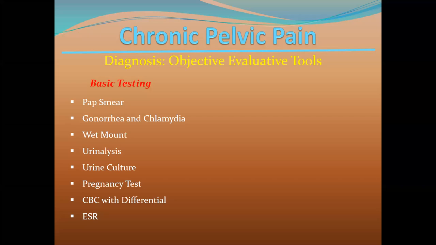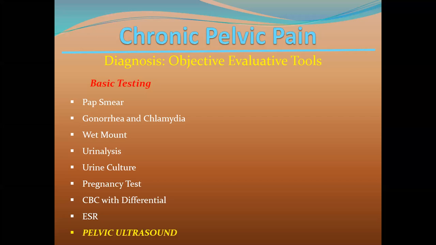Then gonorrhea and chlamydia infection: a sexually active woman can have both of these common infections, and they also cause pelvic inflammatory disease. So you look at the testing for that. PCR for chlamydia and gonorrhea testing you have to do. The wet mount, for trichomoniasis, you have to look for vaginal discharge, and also urinalysis, urine culture, because cystitis is more common in women, and the pregnancy test, you have to exclude pregnancy, and the complete blood count with differential, and the ESR.